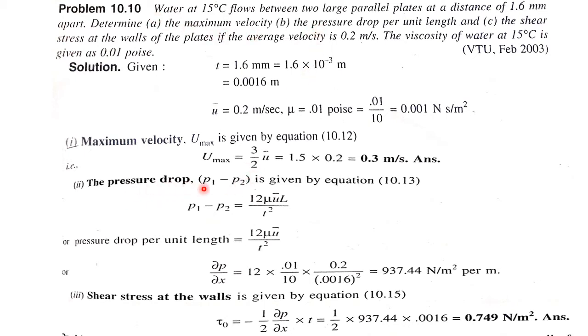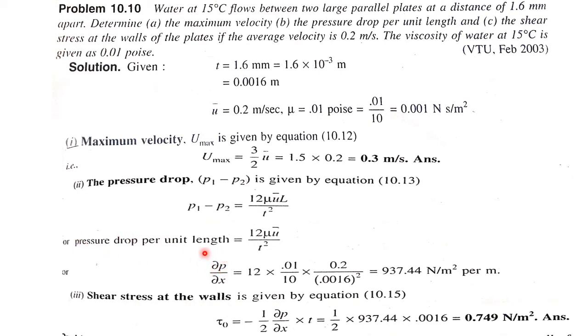So pressure drop is given by the formula P1 minus P2 is equal to 12 mu bar L divided by T square. He has asked us to calculate pressure drop per unit length. So for per unit length, if I divide it by L, then L and L get cancelled. So pressure drop per unit length remains 12 mu bar divided by T square only. So already we know the formula, that is pressure gradient.